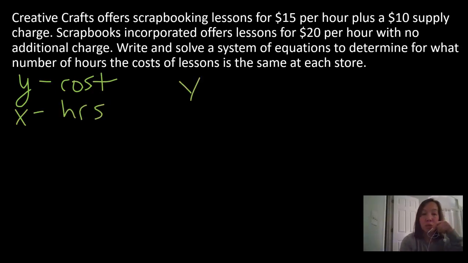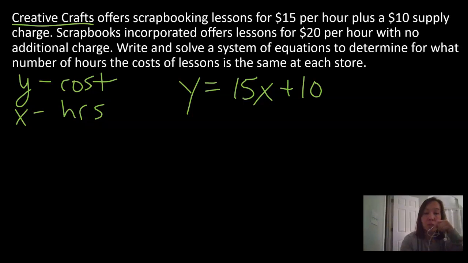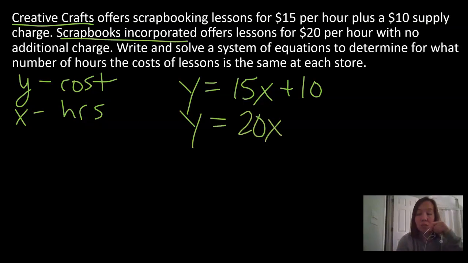So for one store, the cost is $15 per hour plus supplies. That's Creative Crafts. For the other one, the cost is $20 per hour with no additional charge. So this is the cost for each store. Creative Crafts, Scrapbooks Incorporated, we want to know, when is the cost the same at each store? So we would just solve this system using substitution. This one would probably be the easiest.